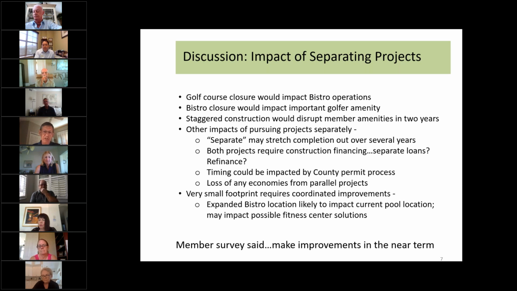Another factor to consider is that we have a very small footprint. You're all familiar with the size of the footprint between the wall of the club and the tennis courts. That is not a very big footprint, and in our opinion, it requires a coordination of the improvements. For example, if we expand the bistro to include the amount of seating that we've talked about, that will impinge on the pool, which means we may have to change the pool because of the bistro. If we decide to revise the fitness center, would we be in the place of the existing fitness center or somewhere else in that confined space?